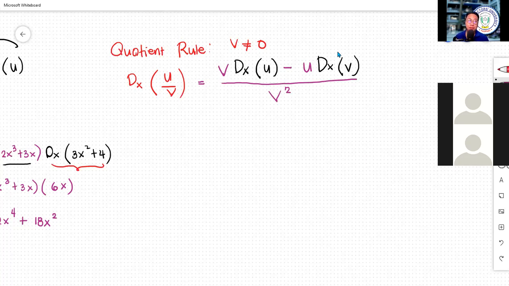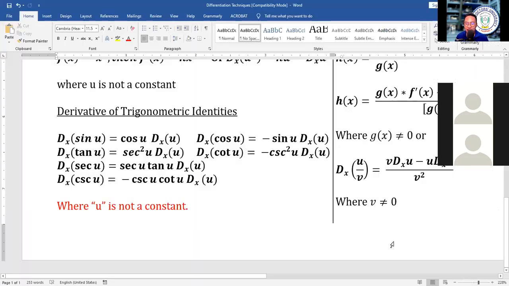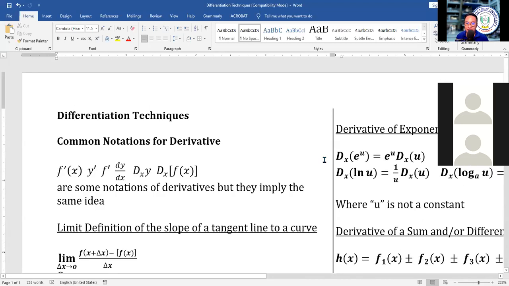Guys, sorry, there are more formulas that you need to remember, but you don't have to memorize them because I'm going to provide you a summary of formulas. Let me show you, so at least you can see a brighter future ahead. These are the formulas. I hope you can see this.